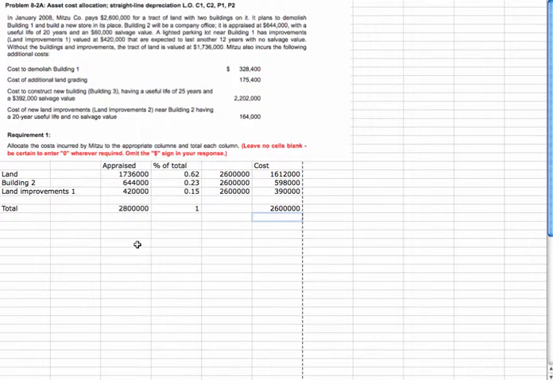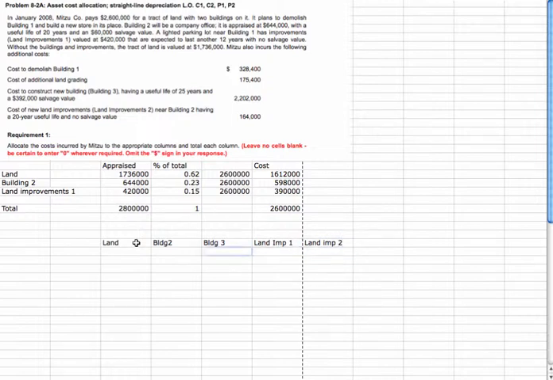So first of all, let's do some titles here. I know I've purchased land. I purchased building 1, or building 2, sorry, because building 1 got knocked down. I'm also going to construct a new building called building 3. I'm going to have land improvement 1, which is in the original purchase, and then land improvement 2, which is what I'm going to construct.